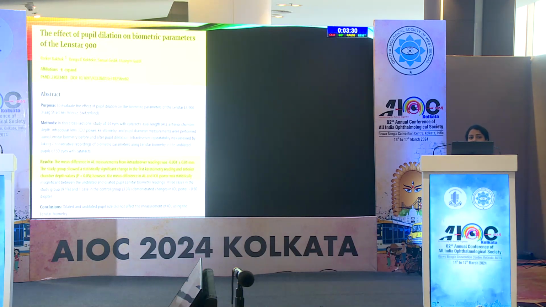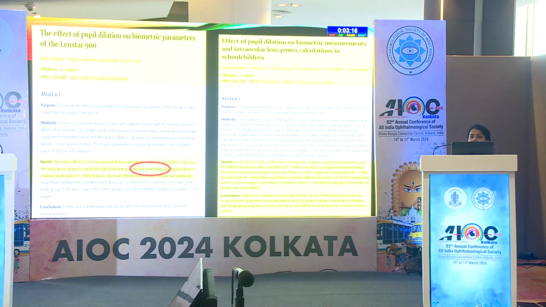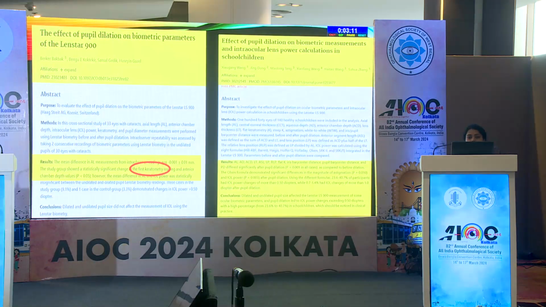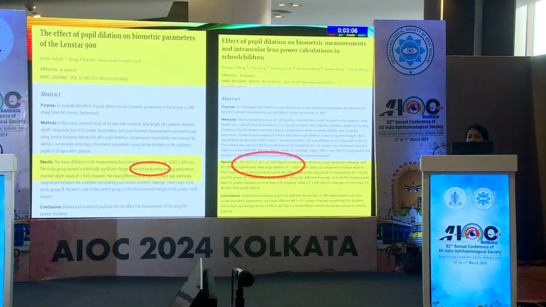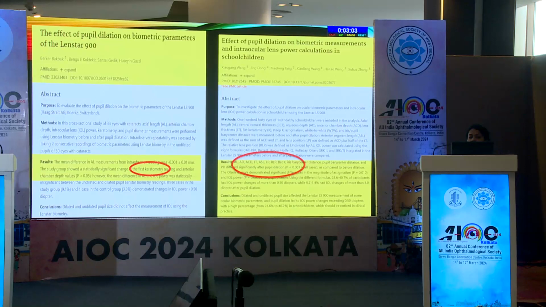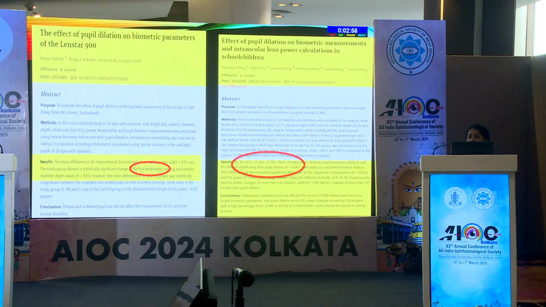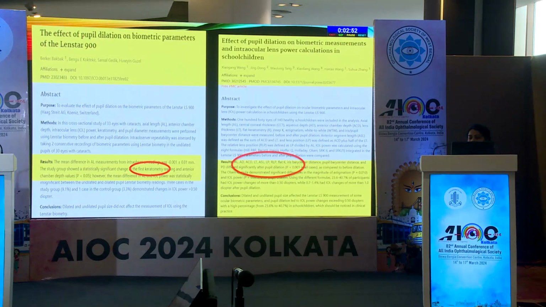Here is one study which has been performed previously, the effect of pupil dilatation on biometric parameters using Lenstar 900, and they found that the first keratometry value did differ before and after dilatation. Another study was conducted previously, the effect of pupil dilatation on biometric measurements and IOL power calculation in school children, and they found multiple parameters to differ before and after dilatation, such as axial length and anterior chamber depth, and they also mentioned that IOL power changes exceed 0.5 diopters before and after dilatation.